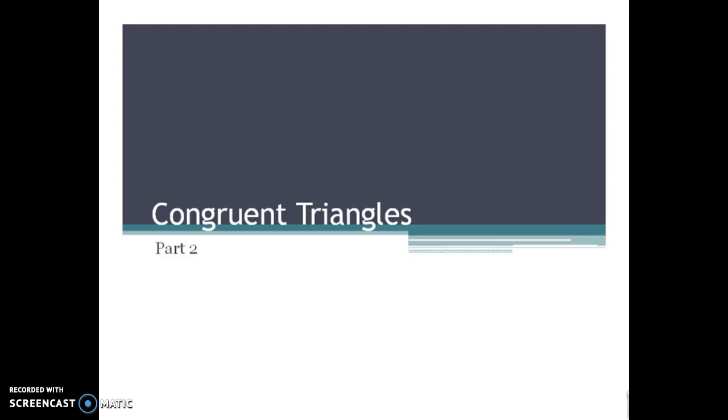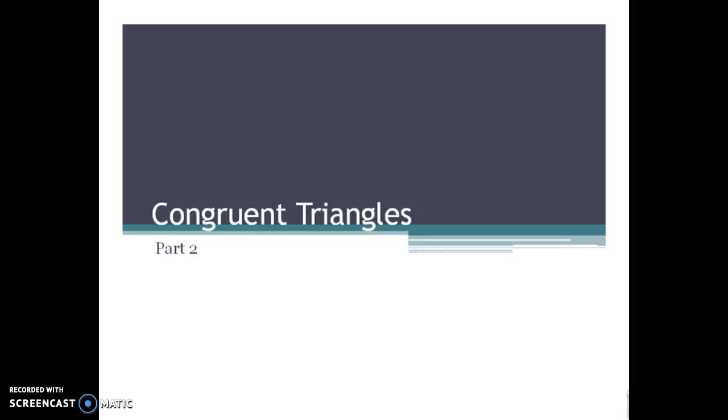In the next video, we're going to continue talking about our congruence postulates. So far, we talked about side, side, side, or SSS, and side, angle, side, SAS, where our angle is the included angle, meaning it touches both sides. We're going to do two more in this video.